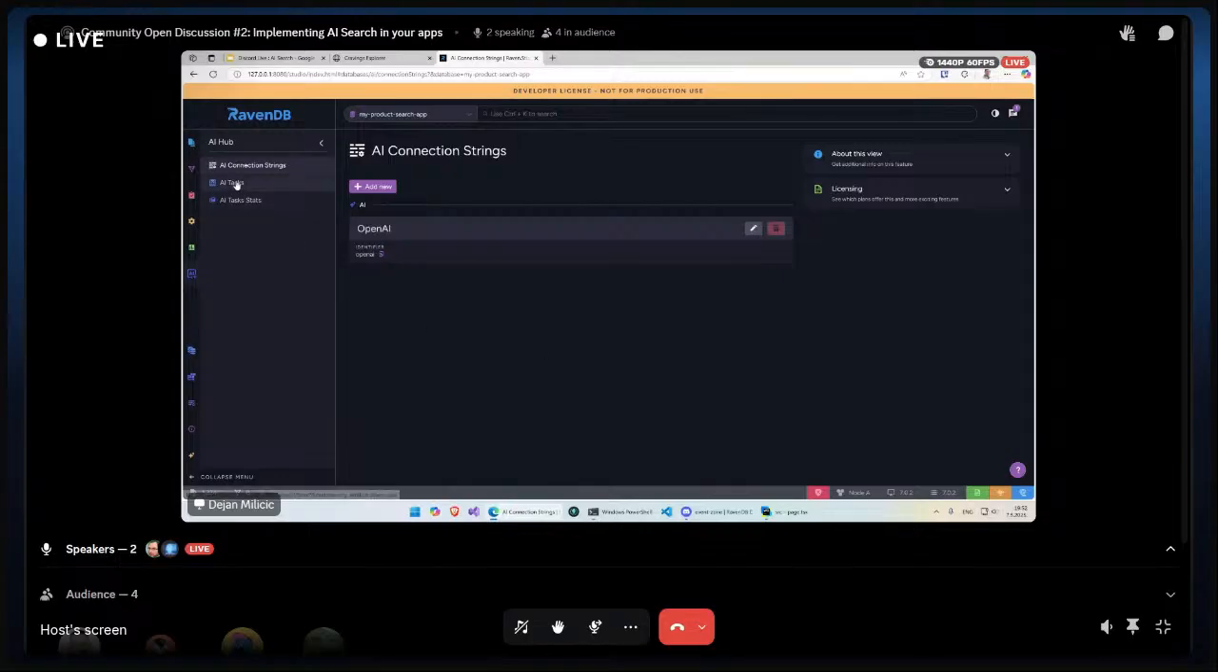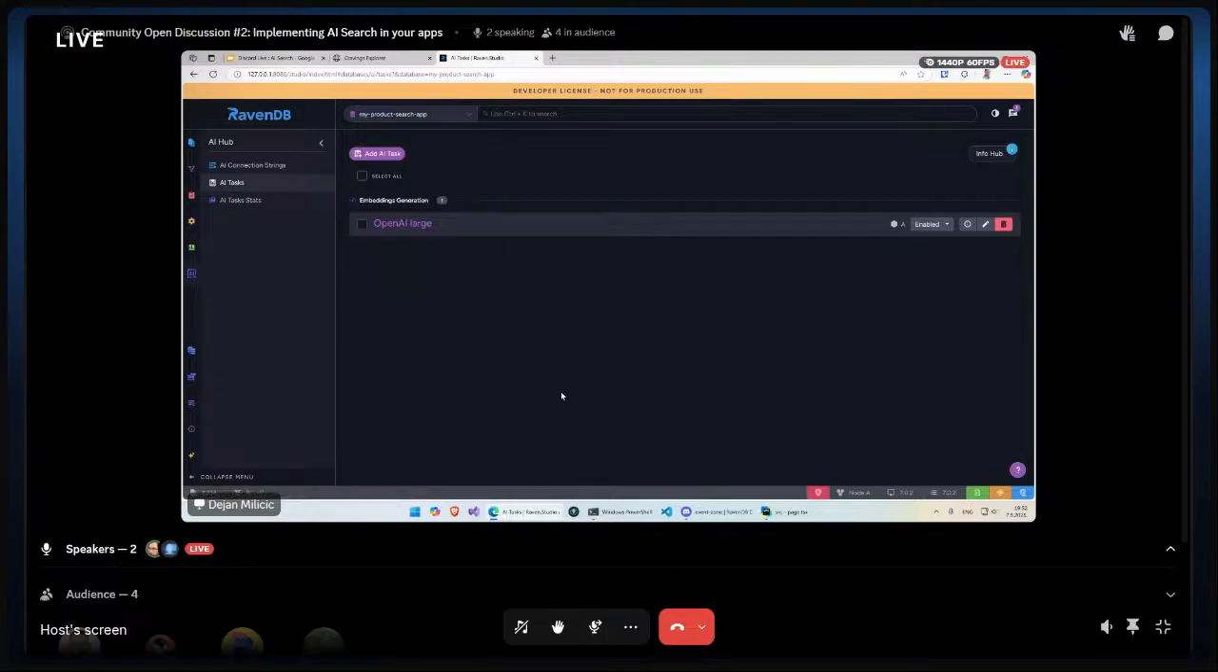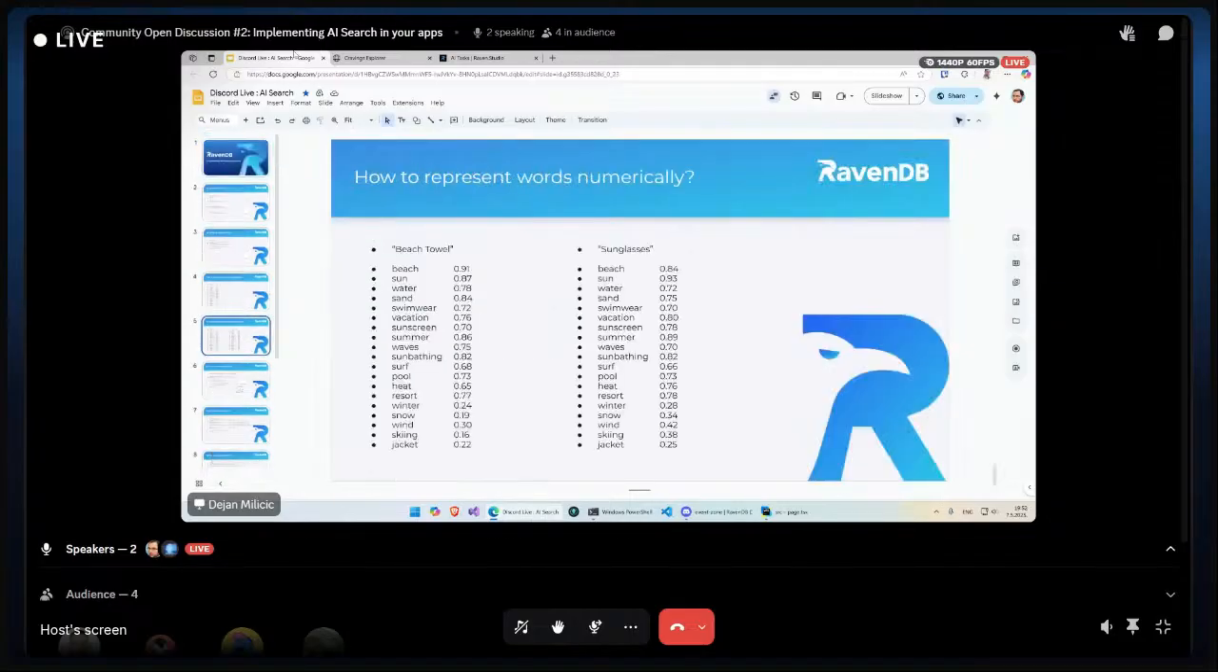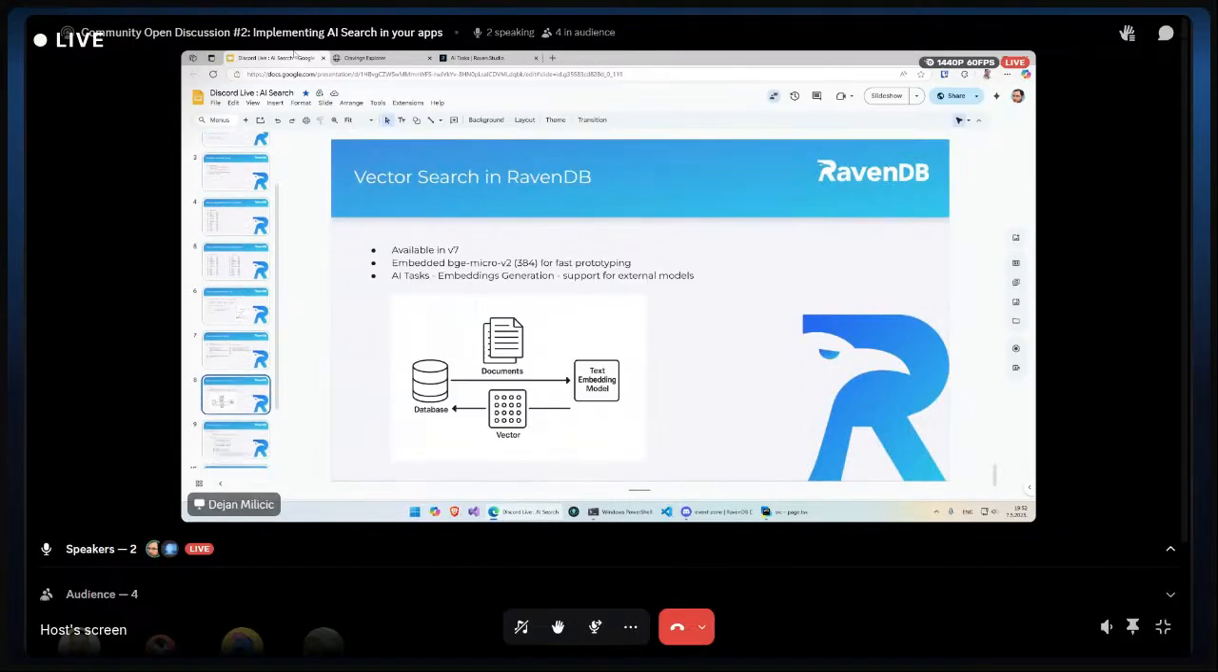There's just one more step. I need to create a task. So what this task will be doing is this loop. I need to create ETL that would react to any change in the database, send document or document fields to external text embedding model. If there's no response from text embedding model, repeat it again. Text embedding model returns computed vector, and this vector is stored in the database.